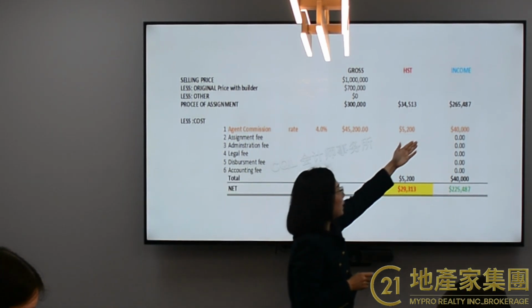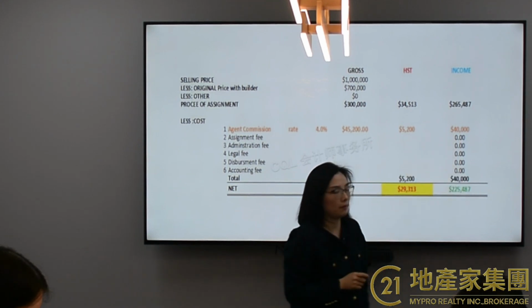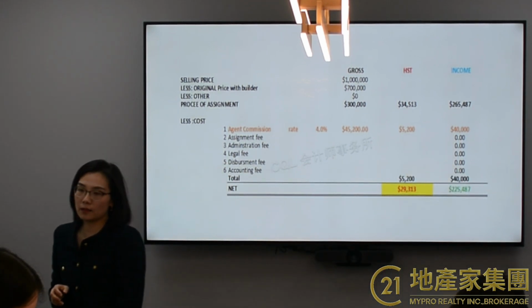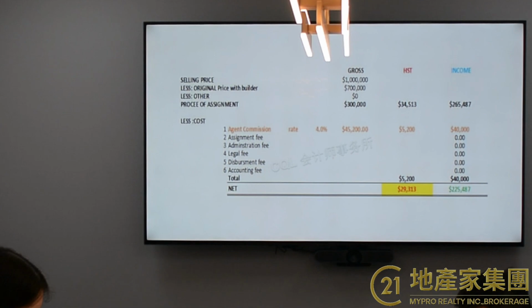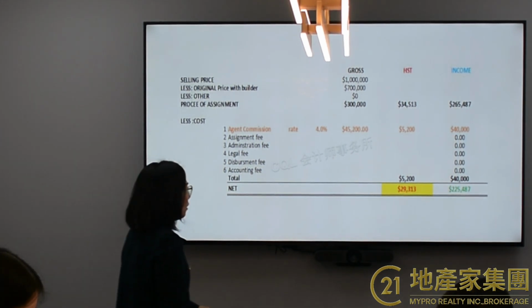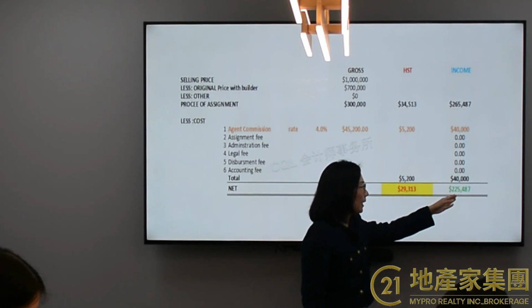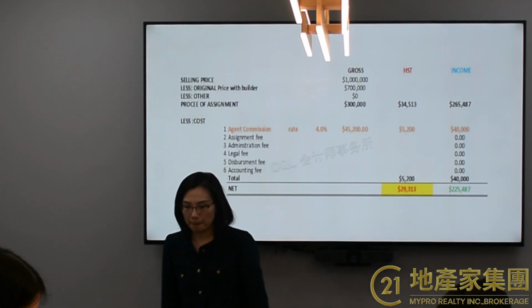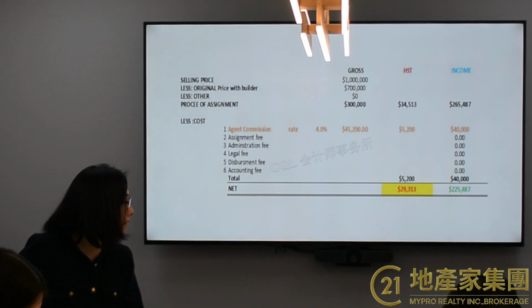For this income amount, you can still reduce the agent fee you paid, net of HST, and other expenses. So the final income tax you pay is based on this amount. Okay, got you, thank you.